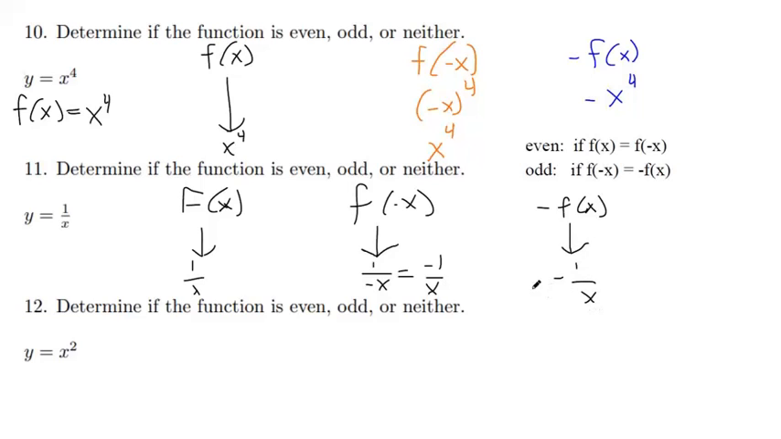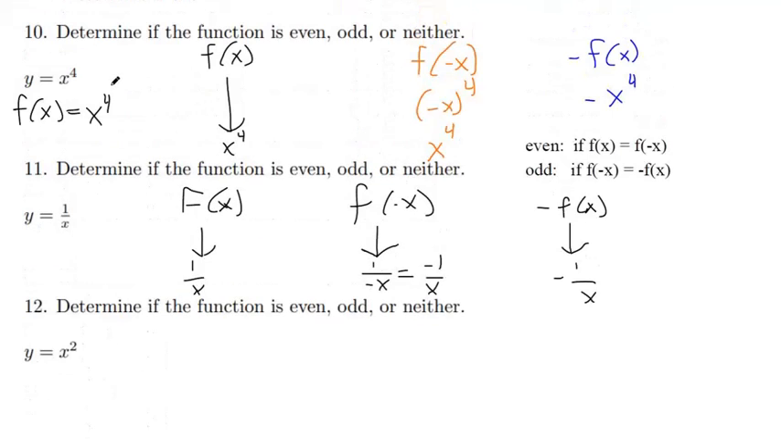Okay? So for the even condition, it's even if these two things equal each other. But they're not equal to each other, right? One's 1 over x, the other one's -1 over x. So it's not even. Is it odd? It would be odd if these two things are equal to each other. And they are, right? -1 over x is the same thing as -1 over x. This is an odd function here.